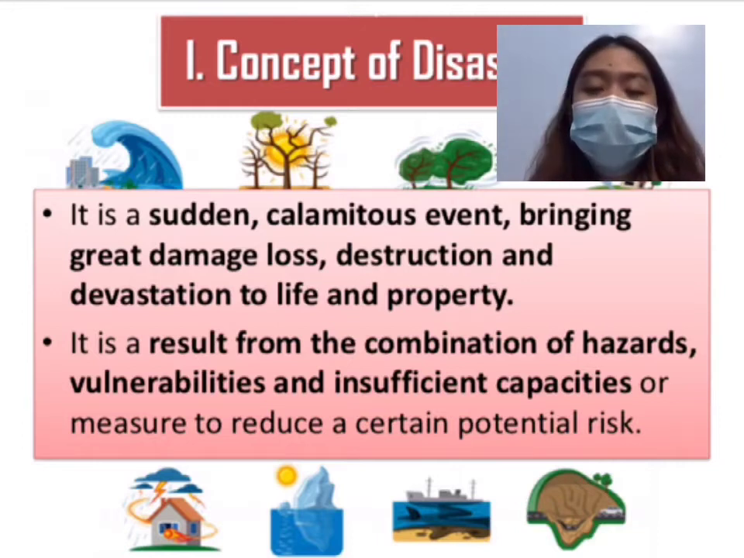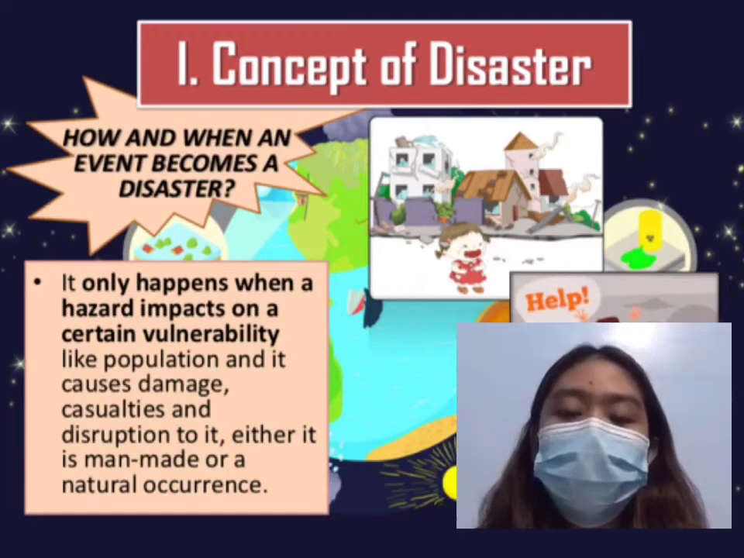So basically, this means that a disaster is somewhat a phenomenon that causes damage and destruction to properties and can cause injuries to life, and it is too big for our society to handle and to recover from. So you can also define disaster as a result from the combination of hazards, vulnerabilities, and insufficient capacity.